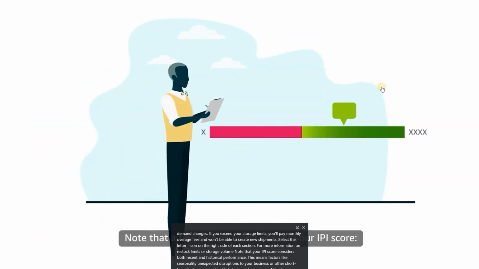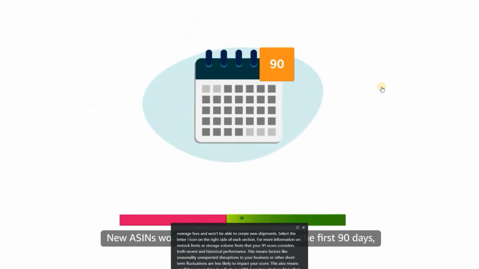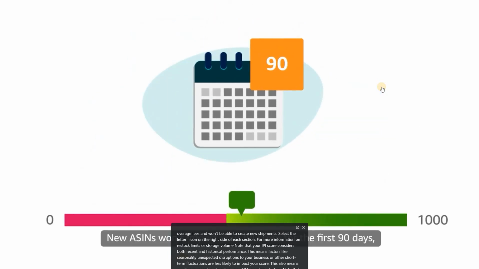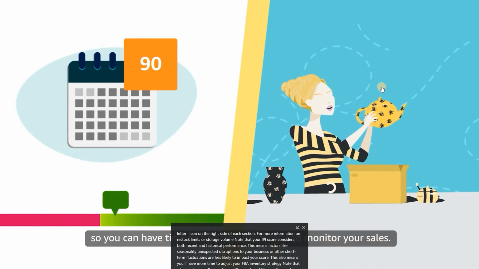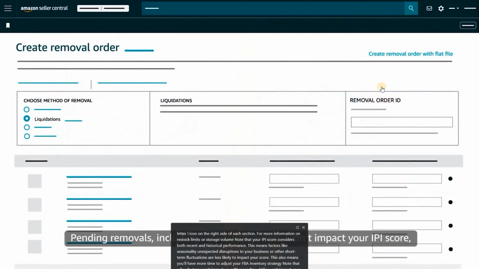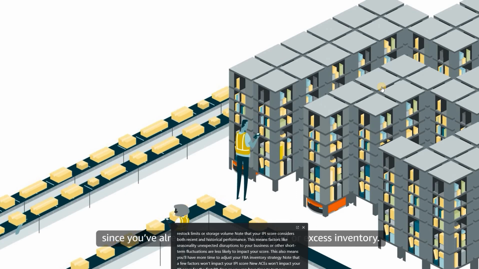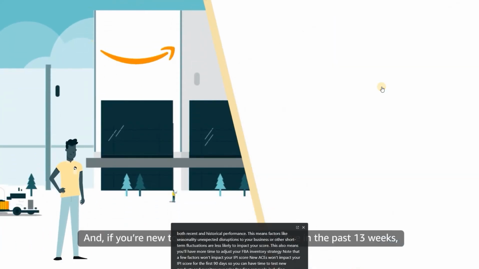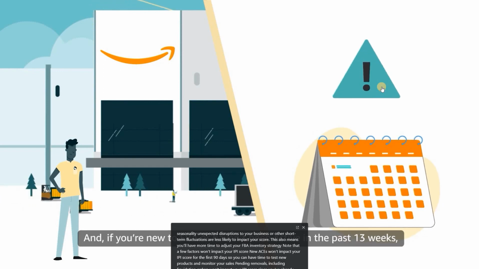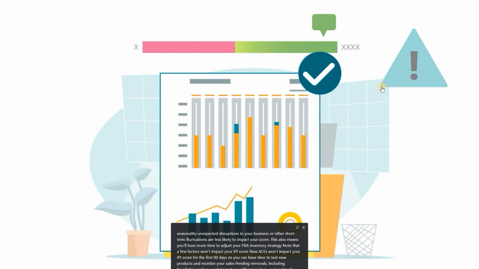Note that a few factors won't impact your IPI score. New ASINs won't impact your IPI score for the first 90 days, so you can have time to test new products and monitor your sales. Pending removals, including liquidation orders, won't impact your IPI score since you've already addressed your aged or excess inventory. And if you're new to FBA or haven't been active in the past 13 weeks, you might not receive an IPI score until more data is available.